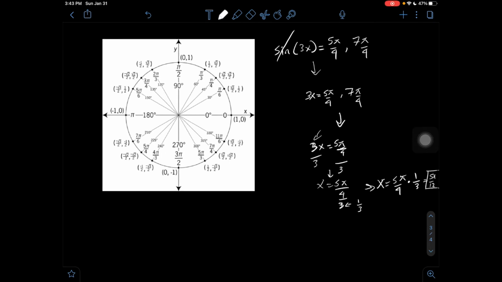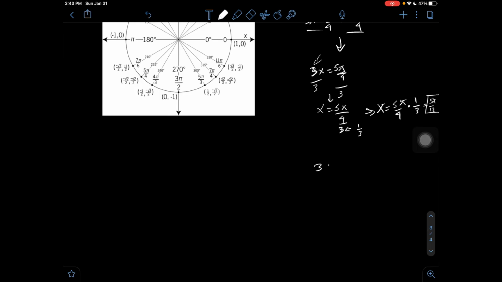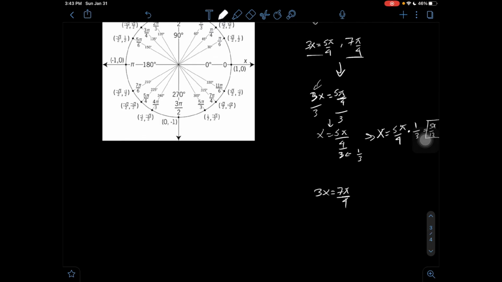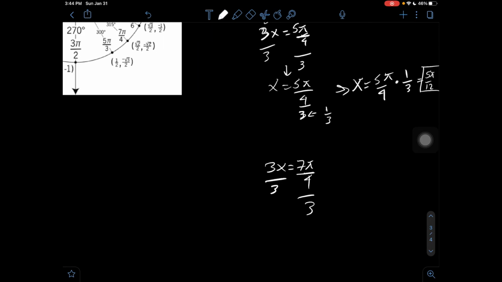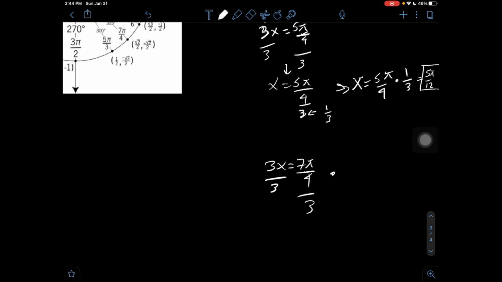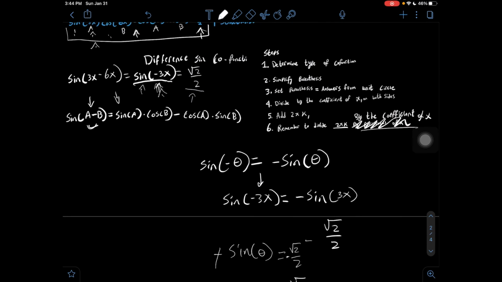And then let's do the second part, which was 3x equals 7 pi over 4. We're going to follow the same steps we just did with 5 pi over 4, where we first divide by the coefficient, which is 3. Again, you're dividing a fraction, so you're just doing x equals 7 pi over 4 times 1 over 3, giving us 7 pi over 12. This is the second answer. And so we just did step 4.